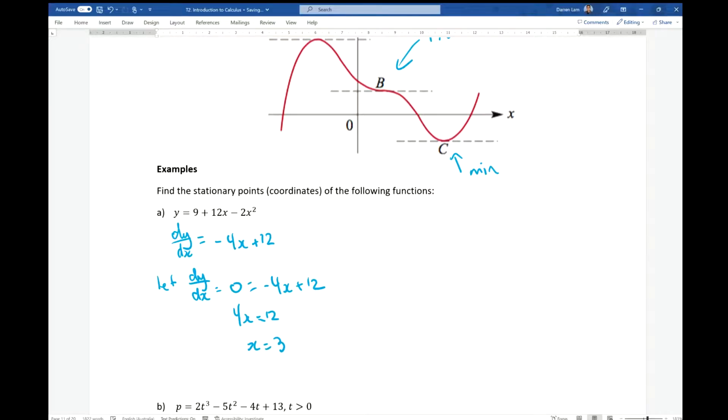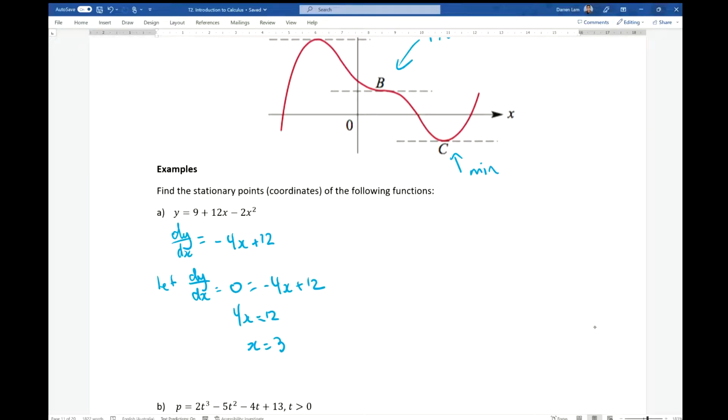Don't make the mistake of substituting back into the derivative function. What will I get if I substitute x back into the derivative function? 0. Exactly right. Don't make that mistake, yeah? Sometimes the coordinate is indeed 0. In this case, it probably isn't.